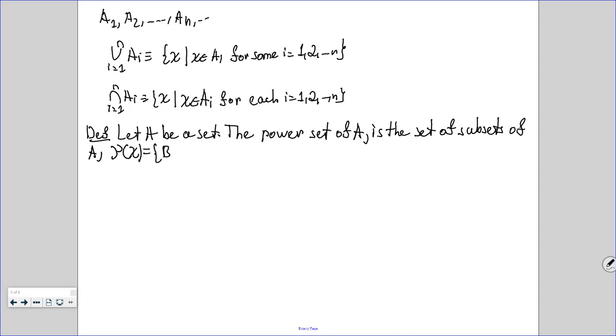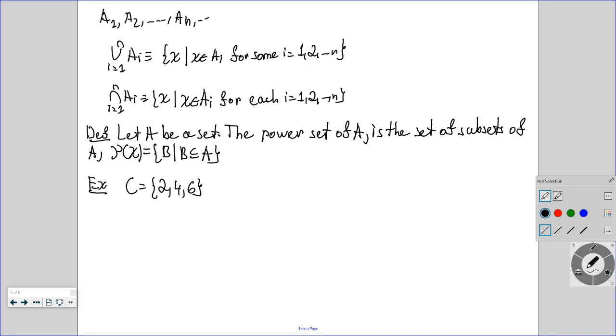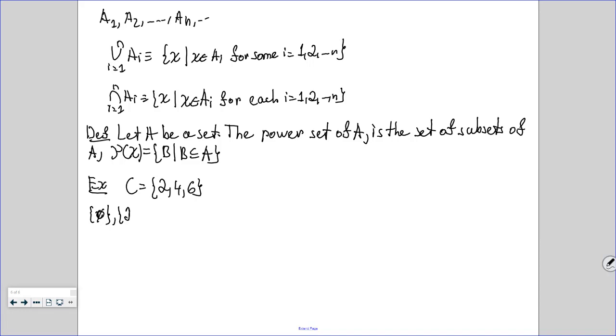So this set is all B's such that B is a subset of A. Let's do an example, a very simple one. We want to find the power set of C, which has elements 2, 4, 6. The power set is the set of all subsets of C. The subsets of C are the empty set, each element individually, and all possible pairs of the elements.